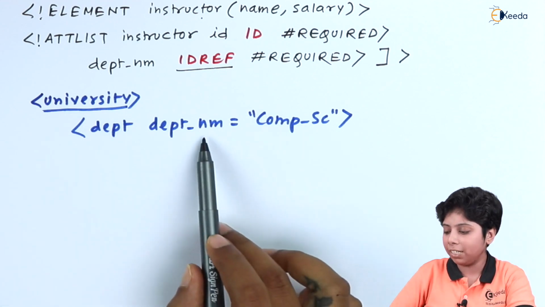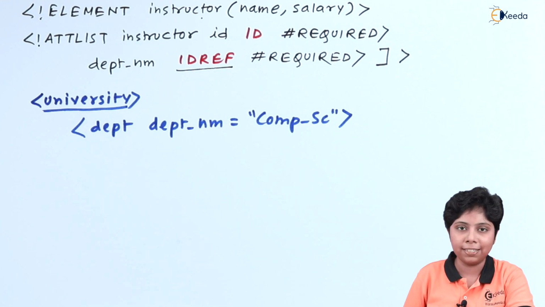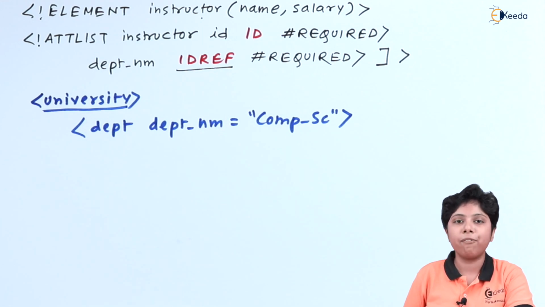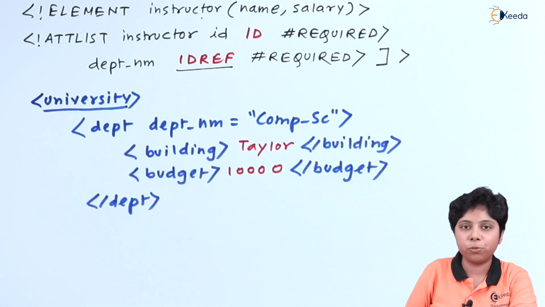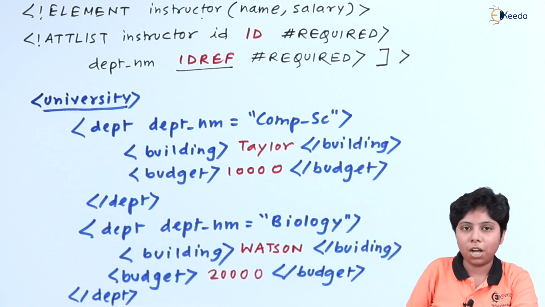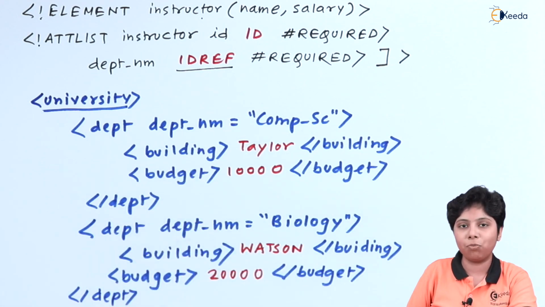So I am defining the attribute's value as computer science, and now I will use the sub-elements to define all the values. I will add one more department to it as biology. So now I have department name as the ID attribute of a department relation.